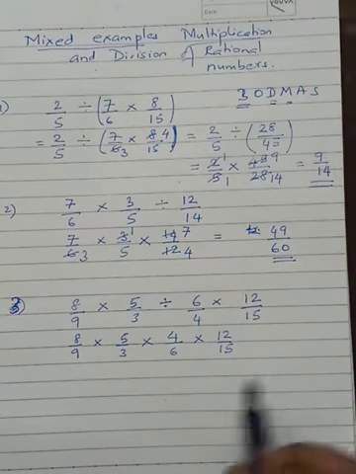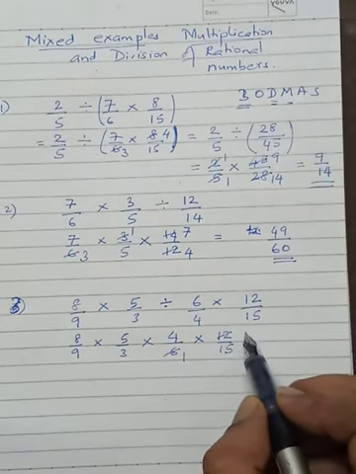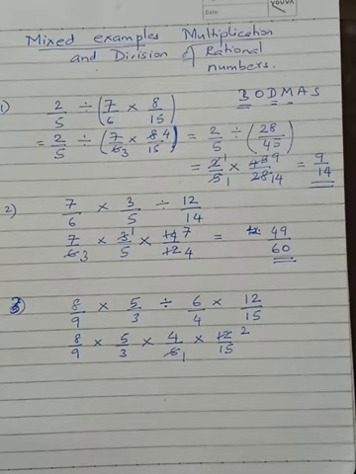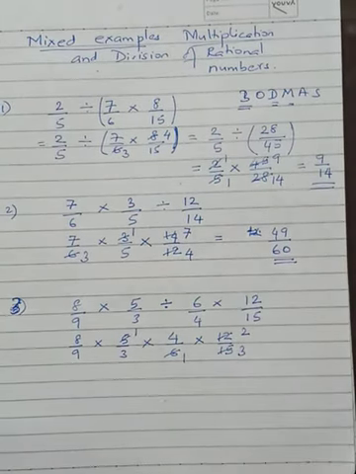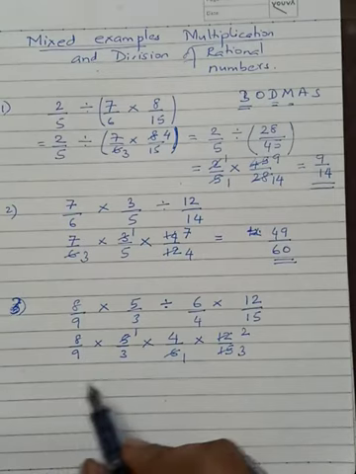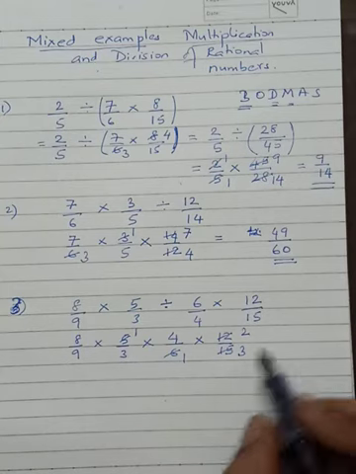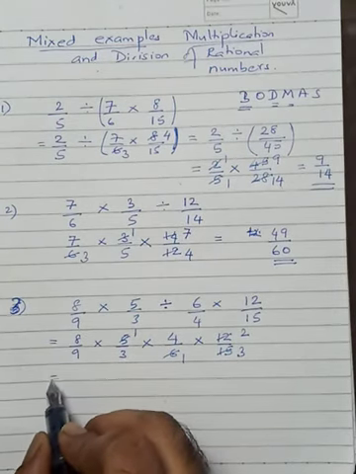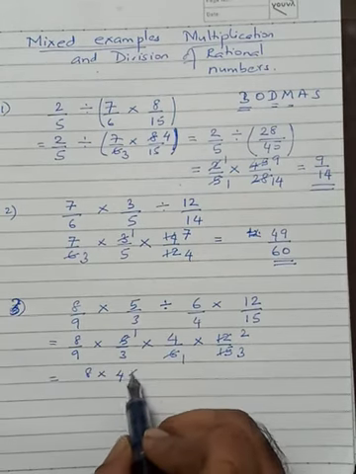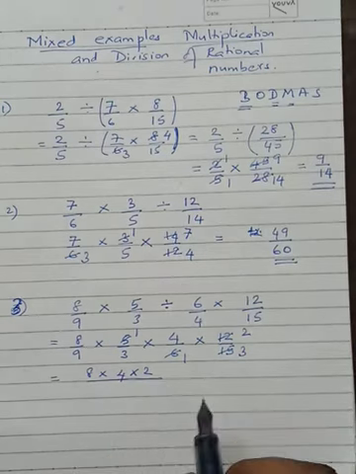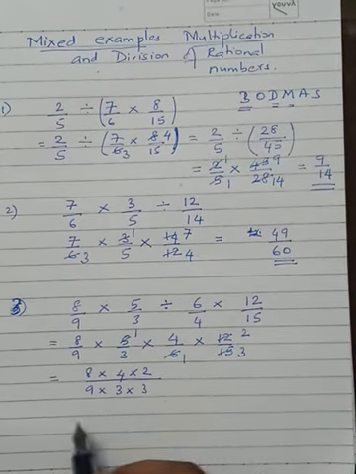Okay, so let's see if anything can be divided. So here 6 ones are 6, 6 2s are 12. Okay, great. Here 5 ones are 5, 5 3s are 15. Can anything be divided further? 8 4 2, 9 3 3. No, nothing can be divided further. So I will move ahead. So this leaves me with 8 into 4 into 2 upon 9 into 3 into 3.